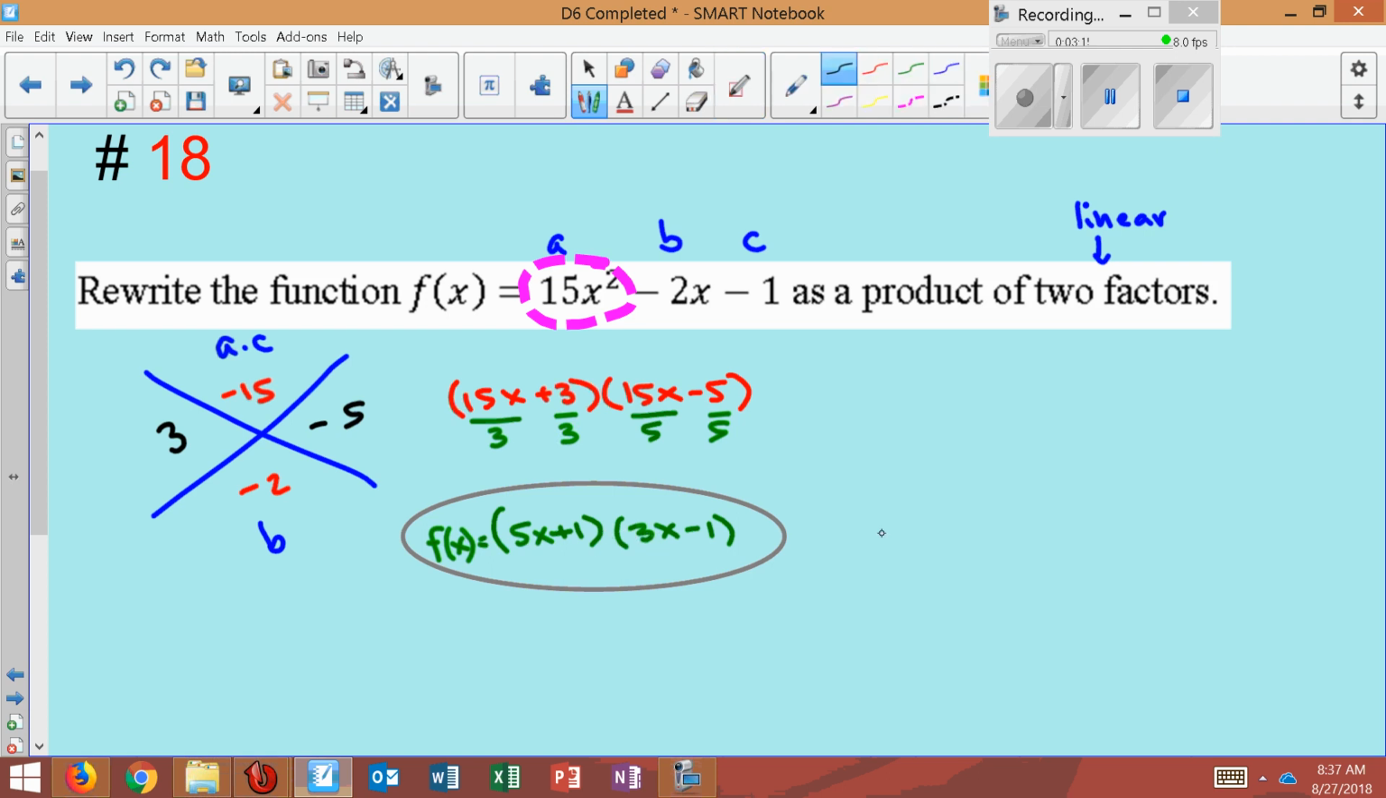We could check our answer if we wanted to. I'm going to use the FOIL technique. First times first would be 15x squared. Outside times outside should be -5x. Inside, 1 times positive 3 is positive 3x. And positive 1 times -1 is -1. We combine these like terms right there, and we would get 15x squared minus 2x minus 1, which is exactly what we started off with. So we did do it correctly.